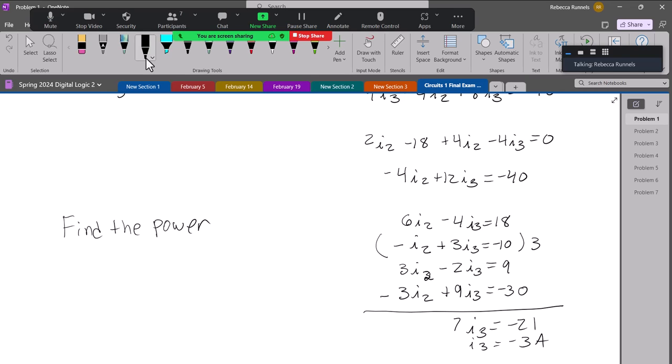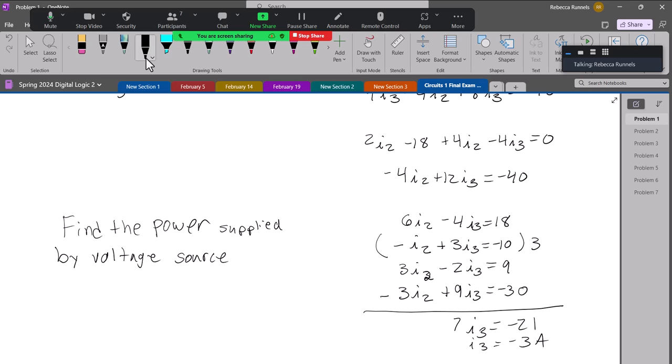And the actual question was, find the power supplied by the voltage source. Since it says find the power supplied, I should get a negative number for my answer, but I'll list it as a positive number because you say that positive power is supplied.